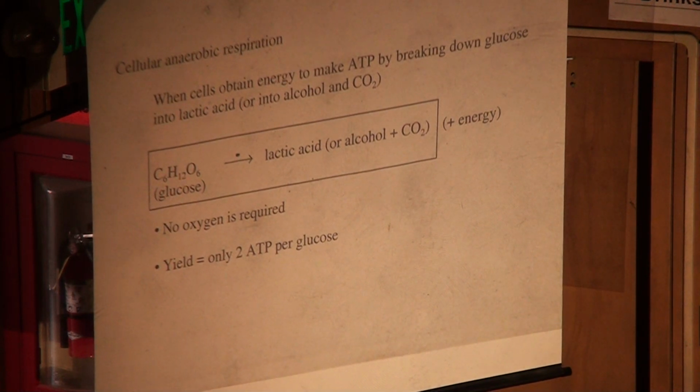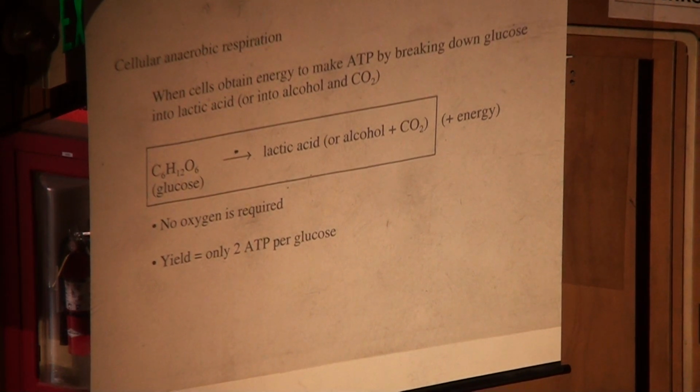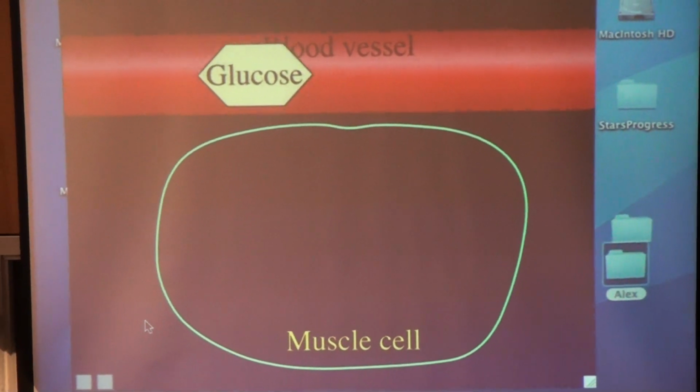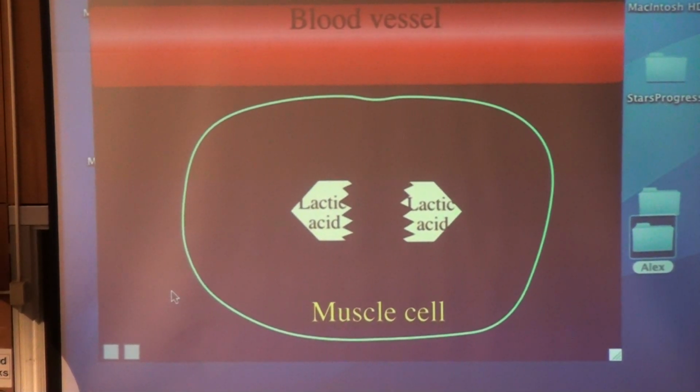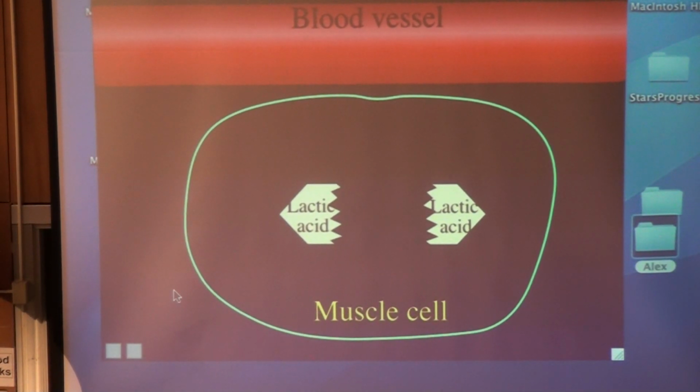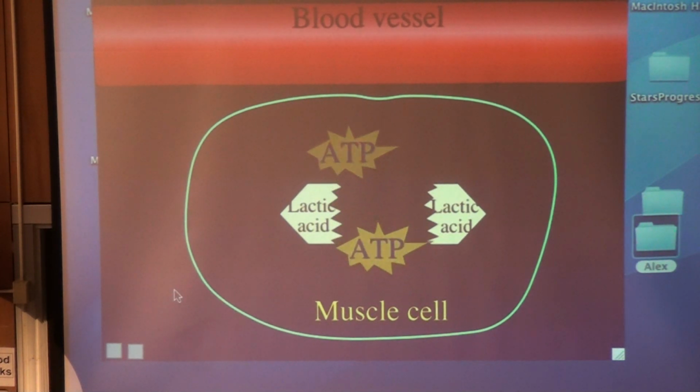Here's the equation for it. Oh, well, here's a cartoon of it. There's the muscle cell. When it's forced to do anaerobic respiration, it takes in glucose out of the blood and breaks it apart into two molecules of something called lactic acid. And it's able to get some ATP out of that process. Now, it's a heck of a lot lower yield than aerobic respiration. Remember, aerobic respiration, the cell gets 36 ATPs from every glucose. Here, it's only 2.